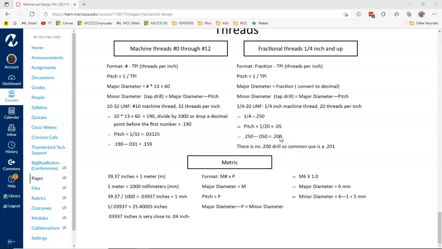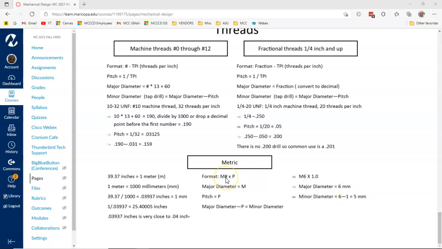We go back and look at the drill chart. In the statistical analysis, there is no 200. There's a 199 and a 201. So commonly, all of the drill charts will use a 201. Metric, being so very complicated, has the M number as the major diameter and P as the pitch. So we take the major diameter, subtract the pitch, and we get the minor diameter. So an M6 by 1, major diameter is 6 millimeters, minor diameter is 6 minus 1 equals 5 millimeters.